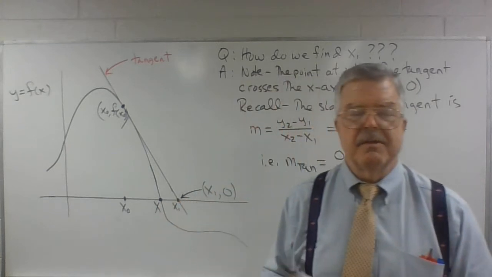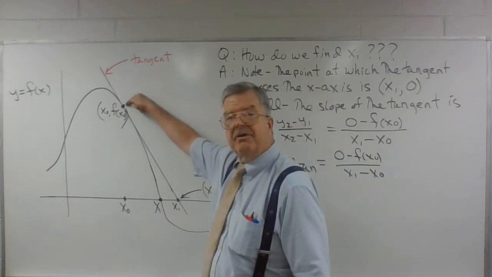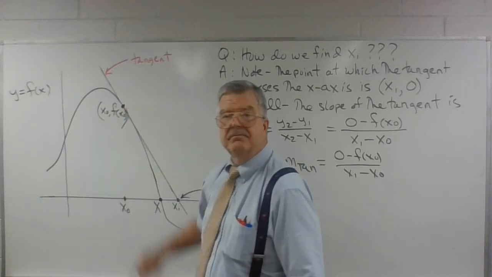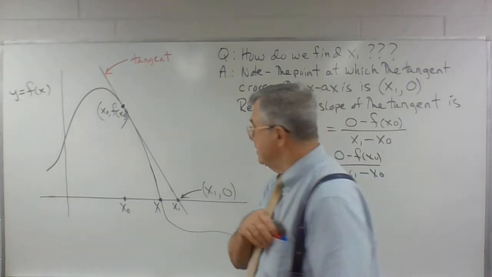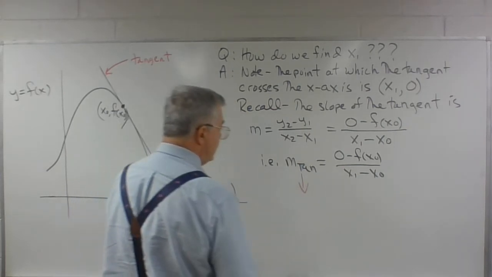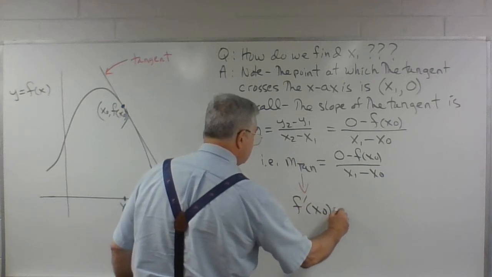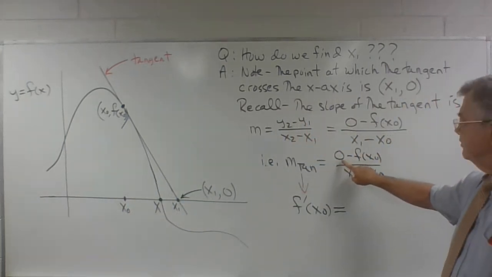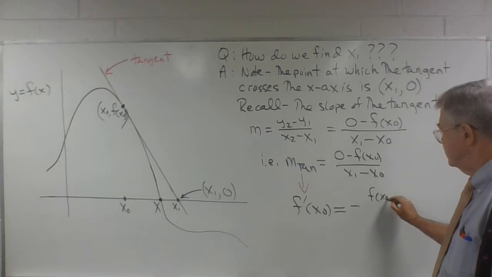From Calculus 1, think about this. What is the slope of the line tangent to the graph of f of x at x naught, f of x naught? Isn't the slope of the tangent just the derivative? So the slope of the tangent is f prime of x naught. And I can just throw this 0 away. 0 minus f of x naught is just minus f of x naught.